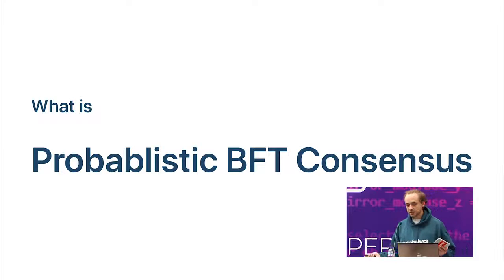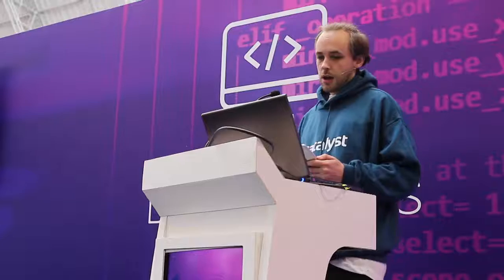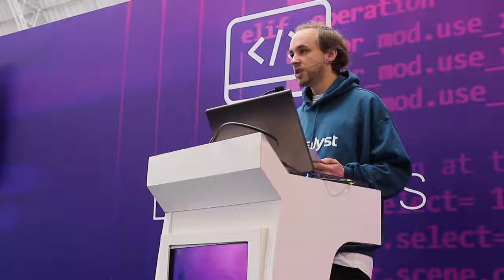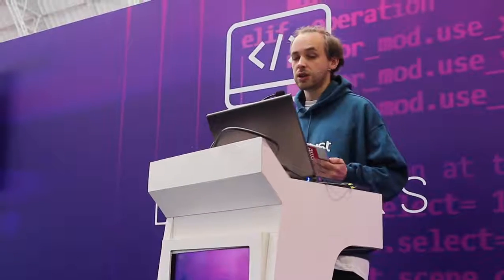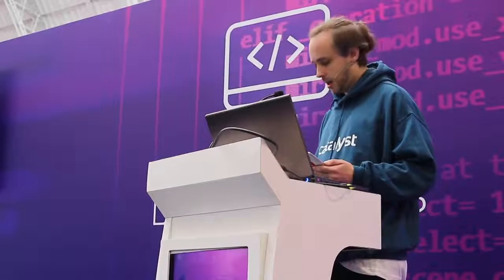So what is a probabilistic BFT consensus? The best way of describing that is a collaborative process in which nodes collectively vote on the global state transition of the entire ledger. So what I'm going to do is walk through that process of how you would produce a transaction and broadcast it to the network and ultimately achieve consensus.